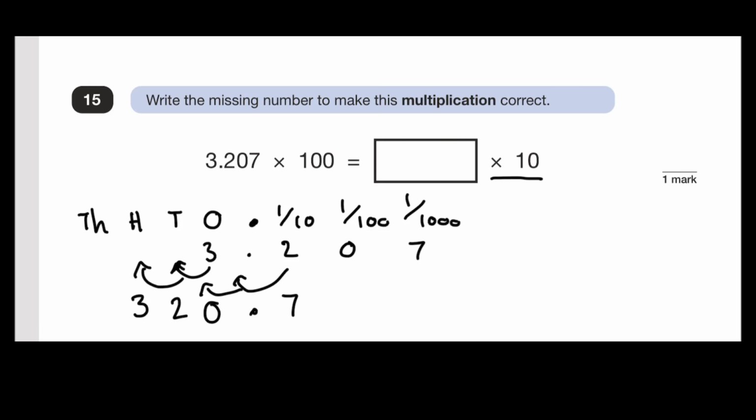So I know that when I times 10, I move all the digits one place to the left. So therefore, it must be 32.07 times 10, as that would give us 320.7, and then both sides of the calculation would be equivalent.